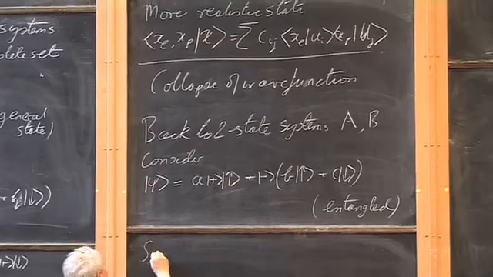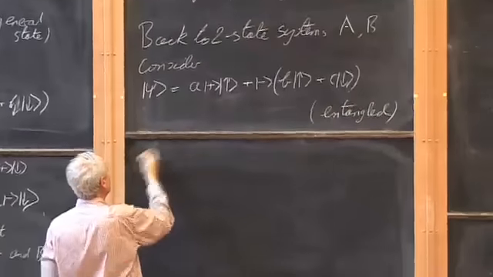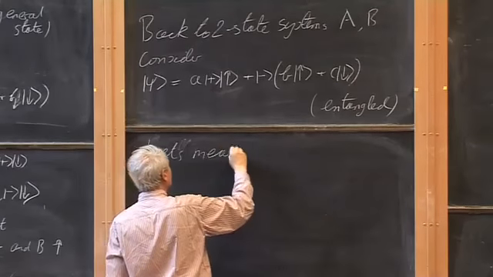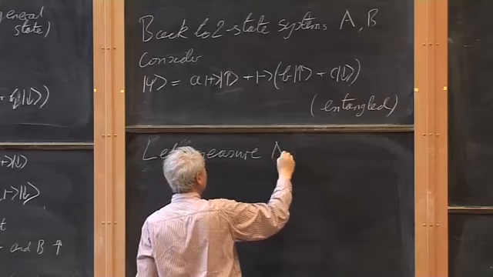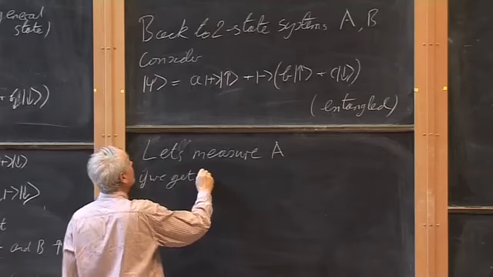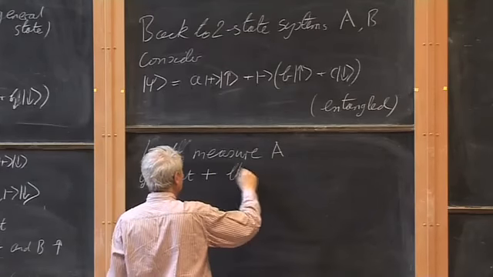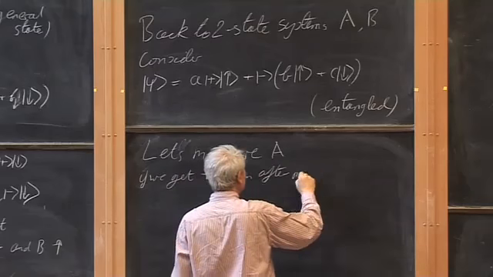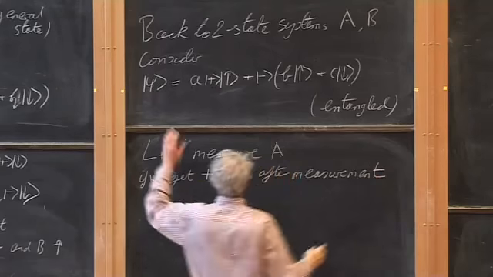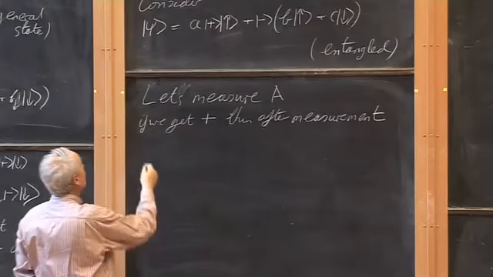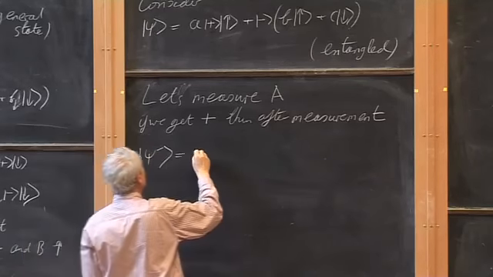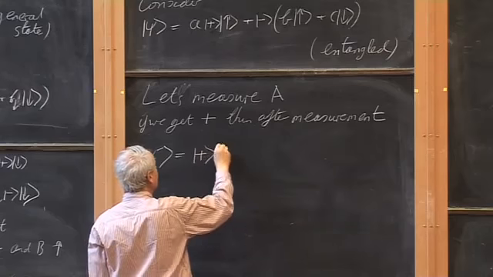Okay. Now, suppose we measure subsystem A. If we get plus, then after measurement, the theory says, the dogma is, I'm not going to justify this, I'm stating this as a conjecture, that the state of the system now goes to psi primed, which is equal to plus up.